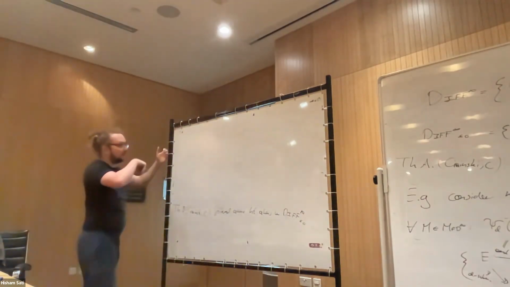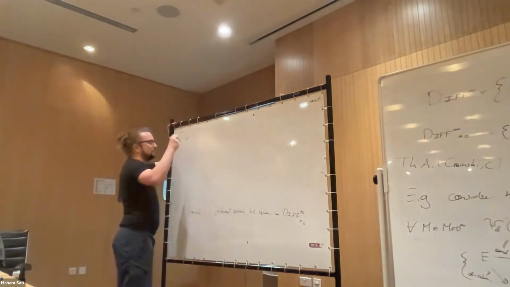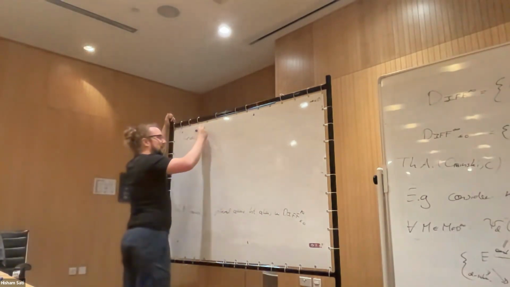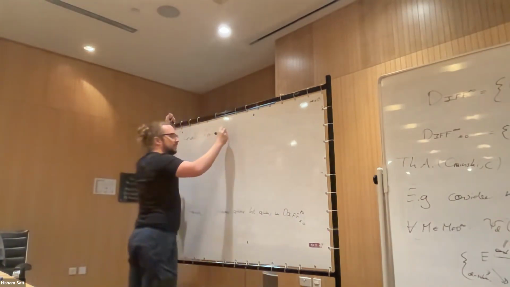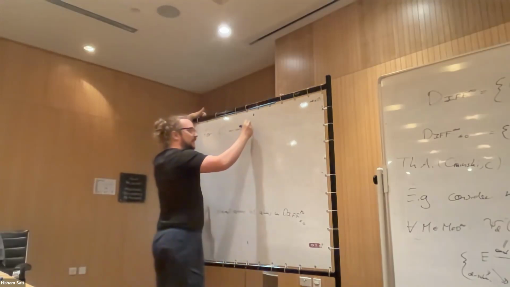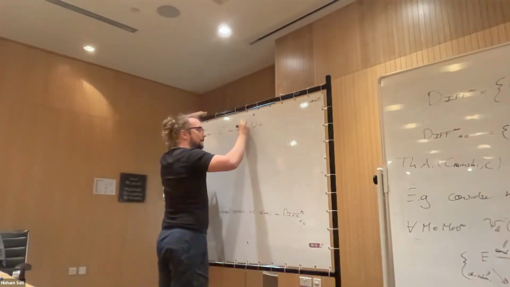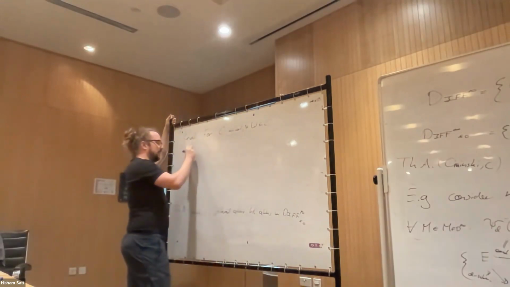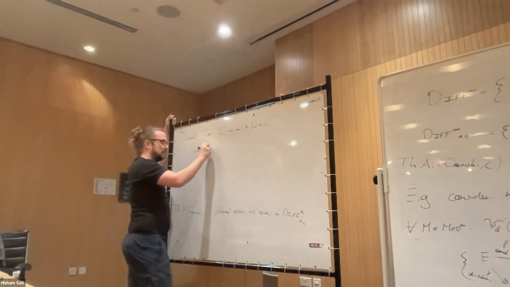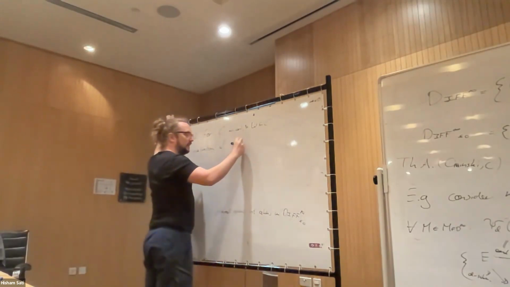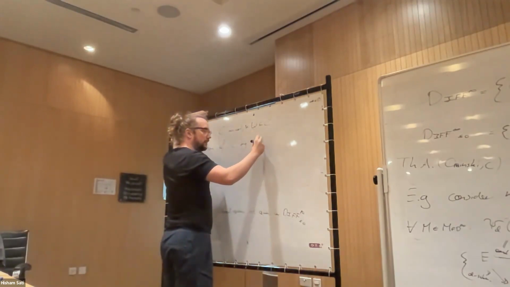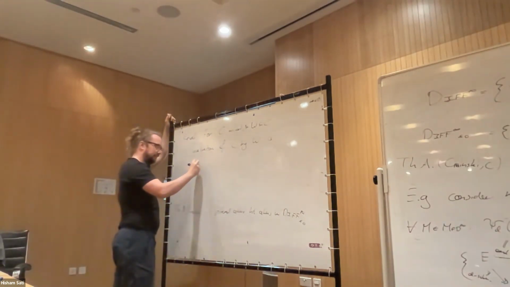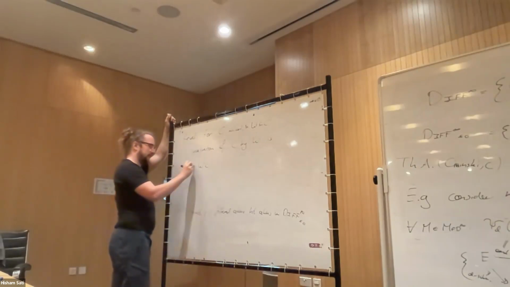So recall, for C some infinity category and W some subcategory, the localization of C by W is a functor. It's a new category, W inverse C, and a functor like this called gamma.